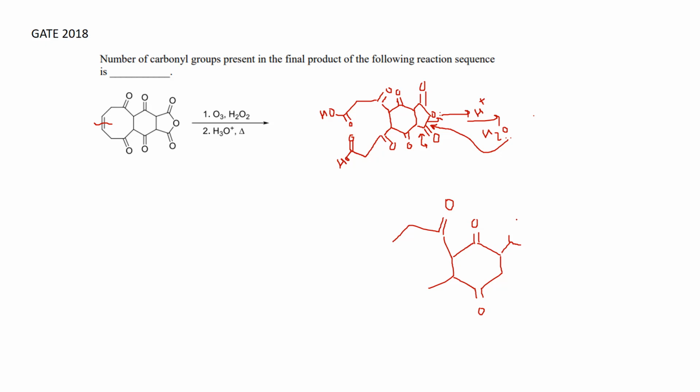It will be acid. Anhydride will open up, so it will form two acid groups. Here also there are two acid groups.